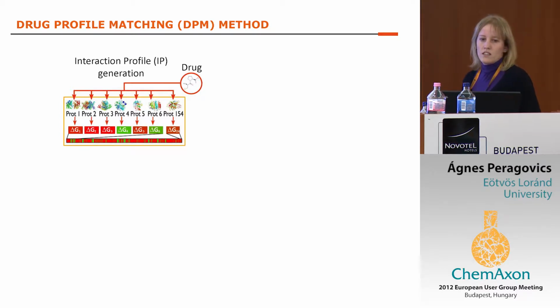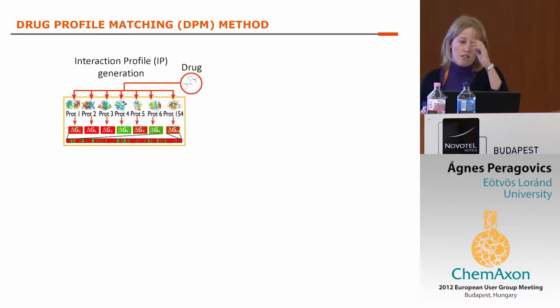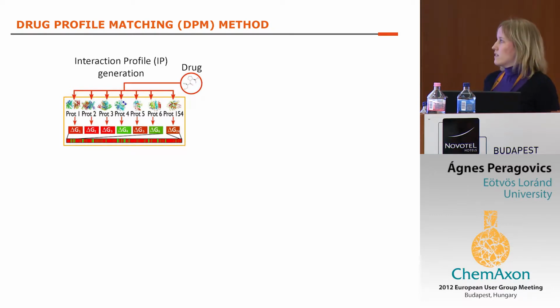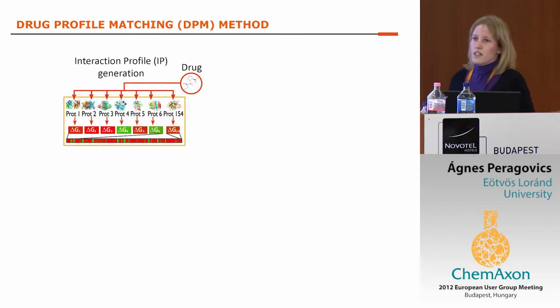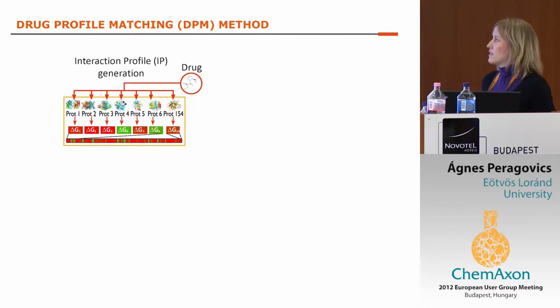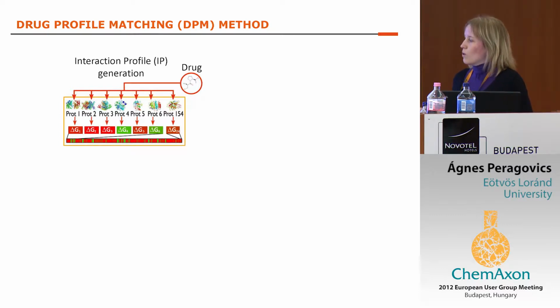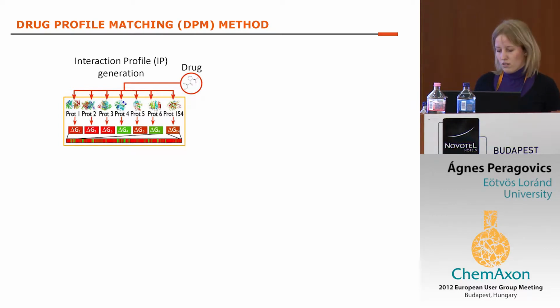Interaction profiles are generated by molecular docking of a drug molecule into a series of non-target protein binding sites. For each drug protein complex, the lowest virtual binding free energy values are stored, and this is how we create the interaction profile. It is important to note that we don't investigate the individual values, but this whole profile serves as a pattern that can describe the drug molecule.